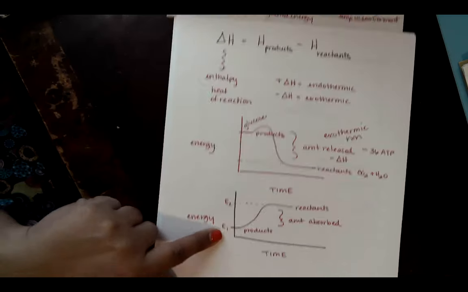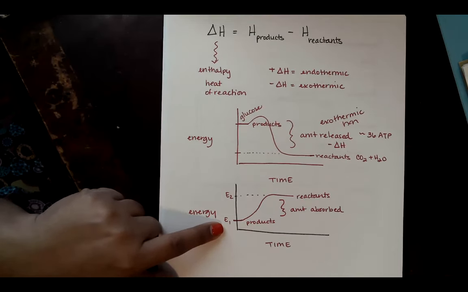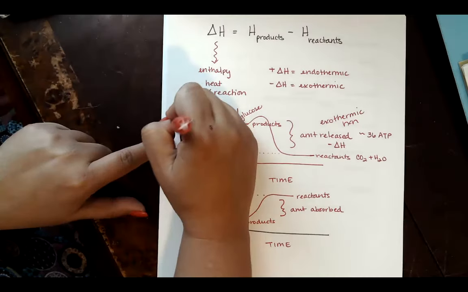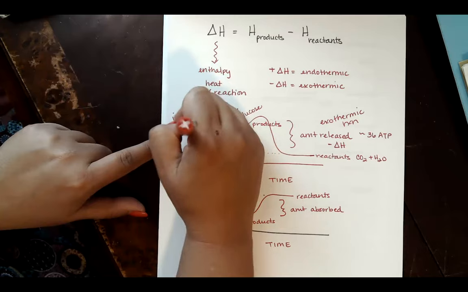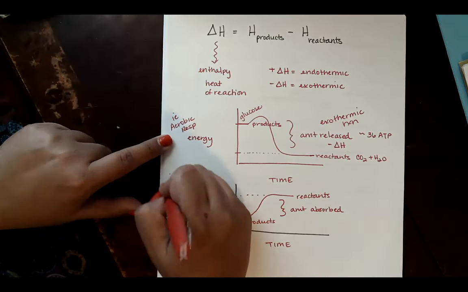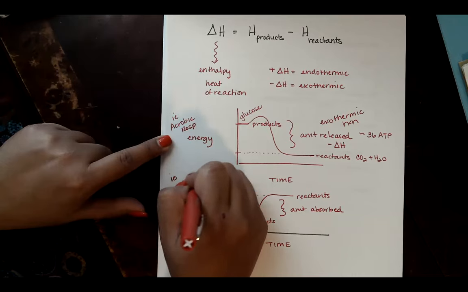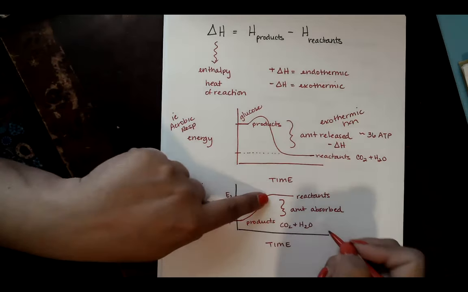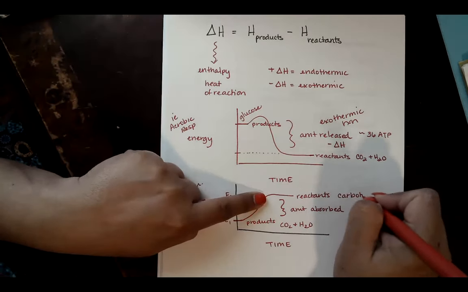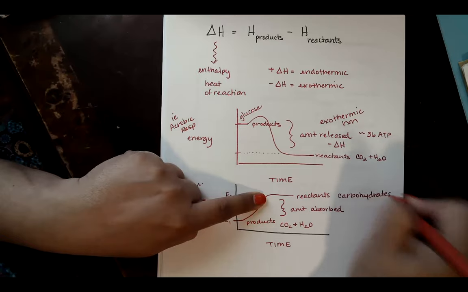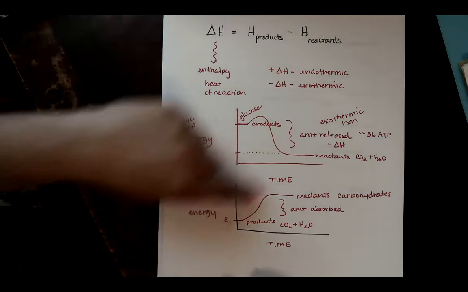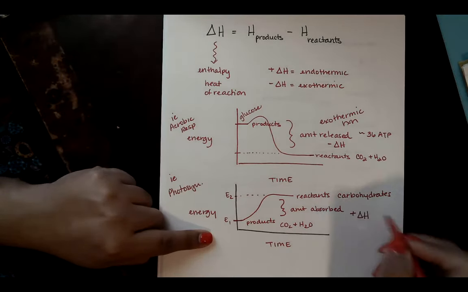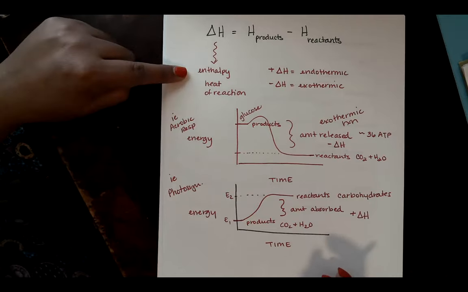And again, those of you in biology, this would be a good example of the opposite of aerobic respiration, which is photosynthesis, where you have carbon dioxide and water coming together to form carbohydrates. So when your graph looks like this, uphill in a sense, this is the amount of energy absorbed by the system, or you have a positive enthalpy change, a positive heat of reaction.